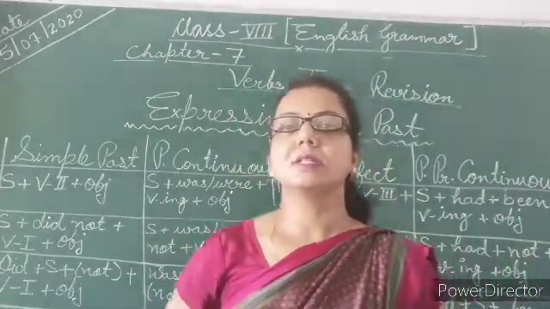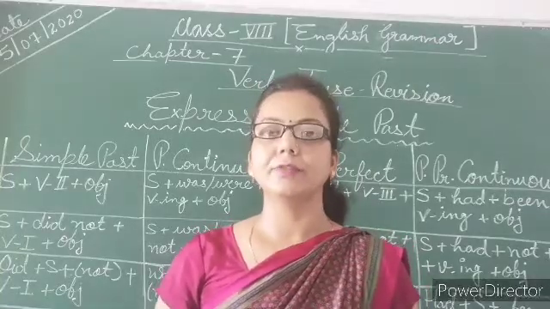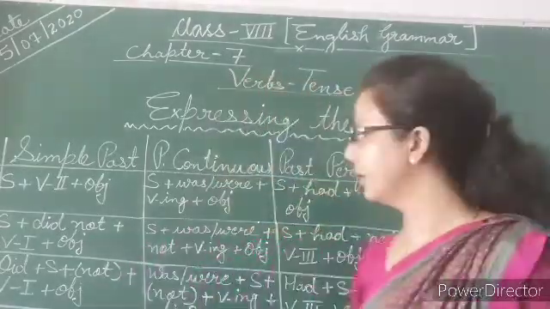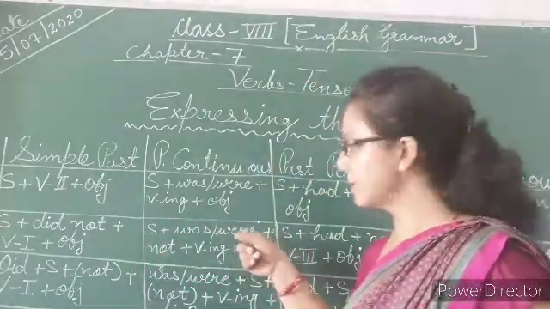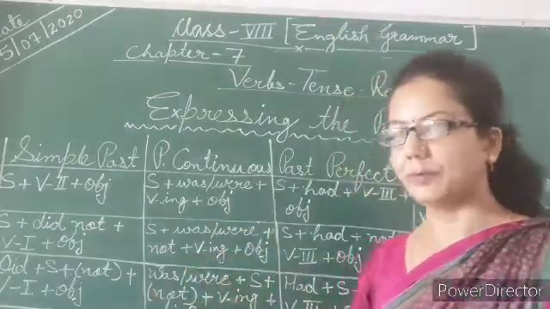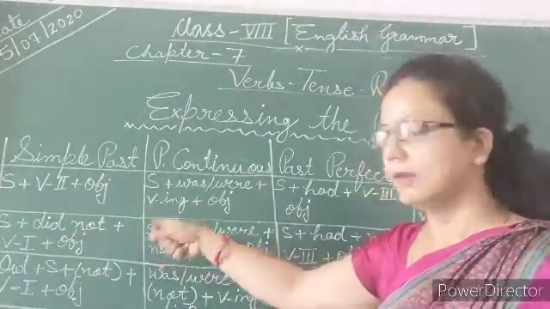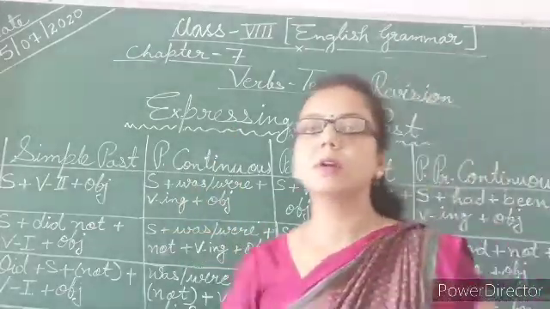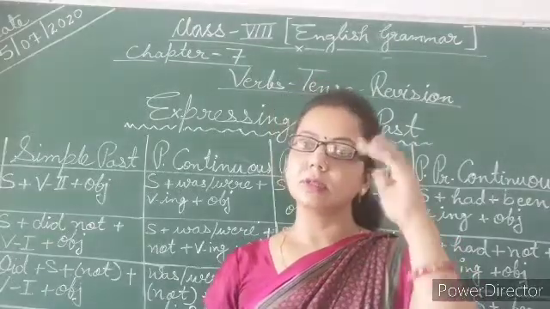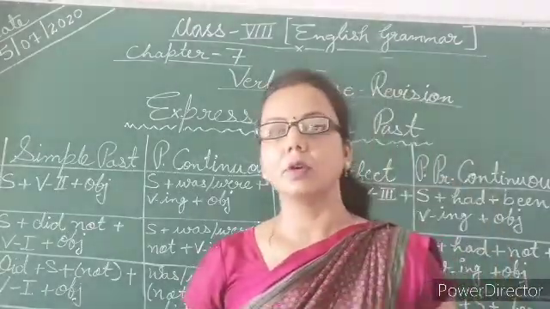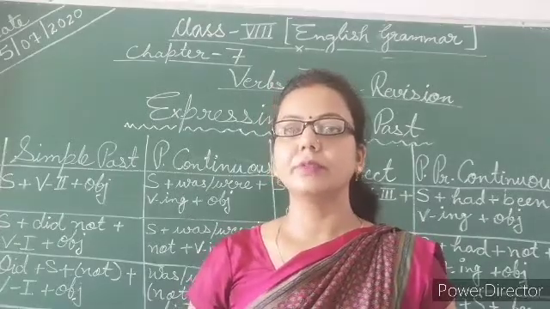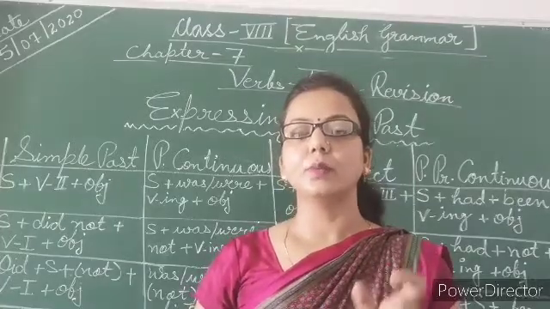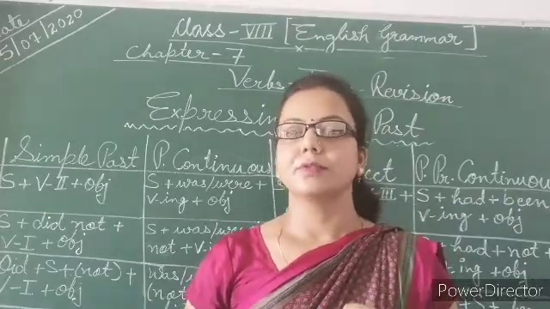Now just try to change it into negative form. For negative, you need to put the word not in between was and the verb's ing form. So the baby was not crying badly. For negative, we need to add only not. There is no use of did as we used in simple past. So just add not between was and the verb's ing form.